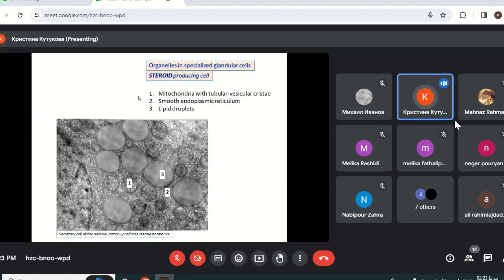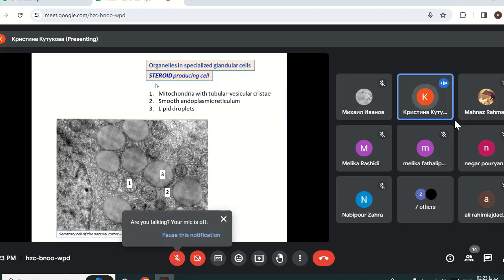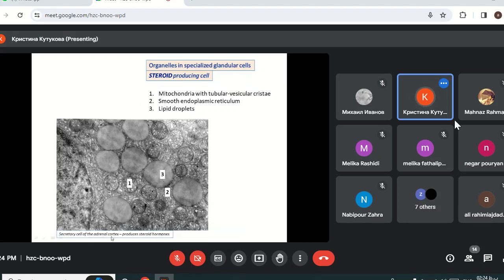Next, steroid-producing cells. Steroid is a class of lipids, actually, and an example of such a cell which produces steroid is the secretory cell of the adrenal gland cortex. The adrenal gland, its cortex part, produces steroid hormones, for example, the male sex hormone, testosterone. So here you can see the portion of such a cell.